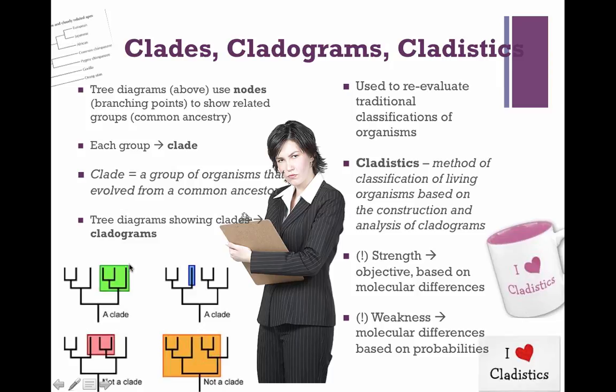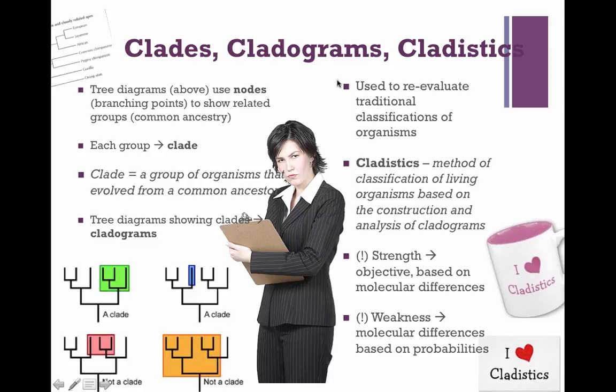You could say one of these groups is a clade, or this group is a clade, but they have to have the same origin. You can't have two separate pieces and not include the rest of the piece. So a clade is a group of organisms that evolved from a common ancestor, and this information is constructed using molecular differences, basically DNA sequences and protein sequences. And these tree diagrams that are showing these clades are collectively called cladograms.